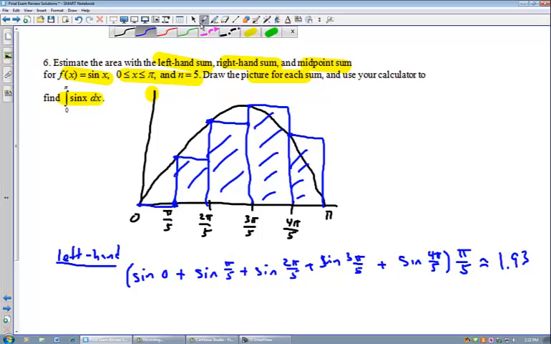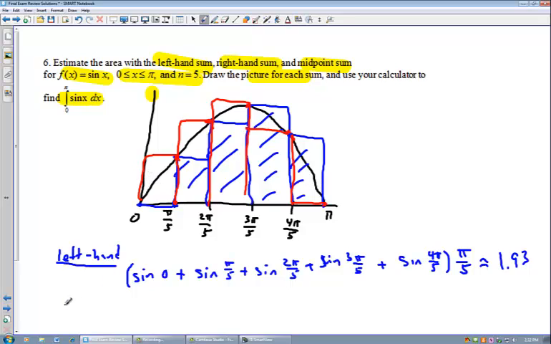For the right-hand sum, it's exactly the same, but instead of using the left endpoint, you're going to use the right endpoint. So here's the right endpoint, which gives me this height. I go back. I'm going to use 2 pi over 5, and I'm going to go back. Use 3 pi over 5, plug it in the function. That gives me that height, and I go back there. And then 4 pi over 5, I go back. And then pi over pi, I get no area.